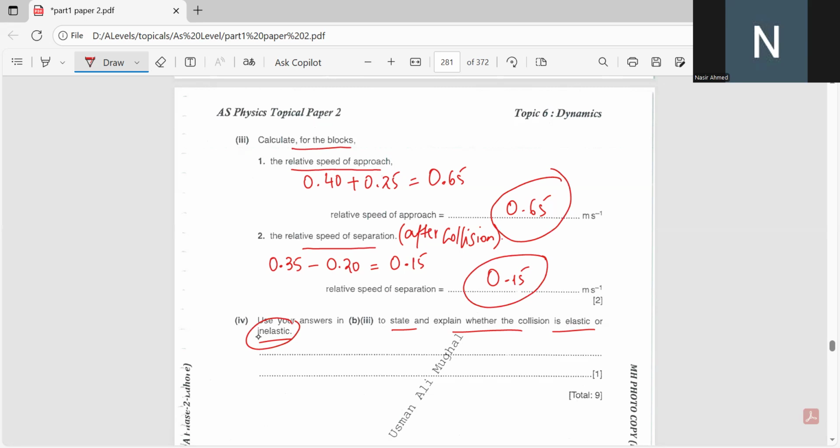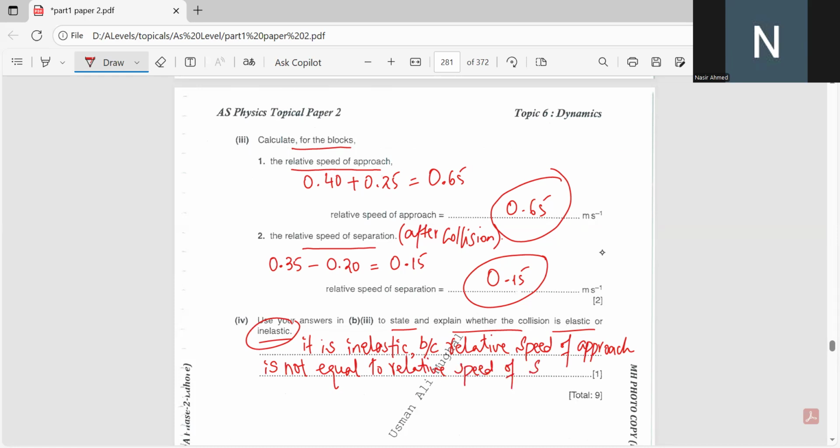So you are going to say it is inelastic, because relative speed of approach is not equal to relative speed of separation. Okay, this is how it is to be answered.